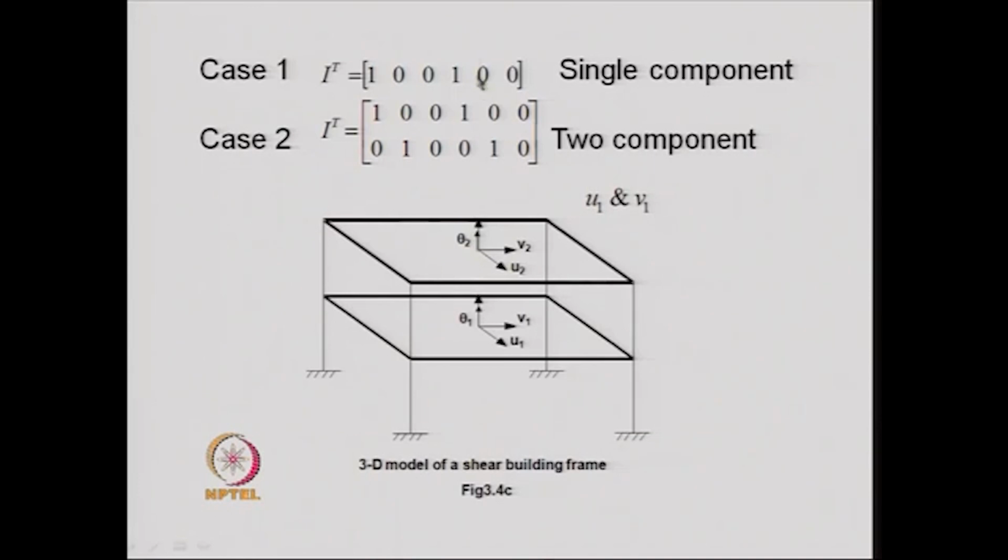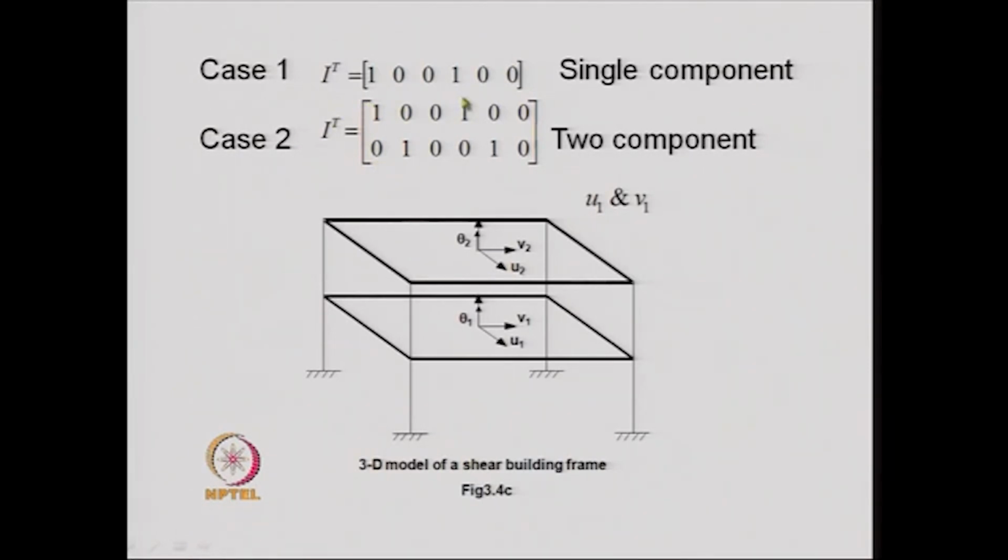Again, for the next floor it becomes 1 for this degree of freedom, then 0 0. So, that way for a single component earthquake we have this definition of the influence coefficient vector. Similarly, if there is a 2 component earthquake, then the influence coefficient vector becomes 1 0 0 1 0 0 in the first column, and in the second column, that is, this is I transpose.